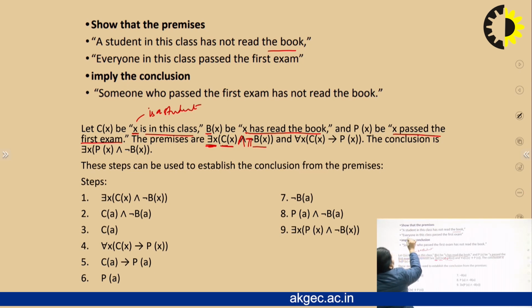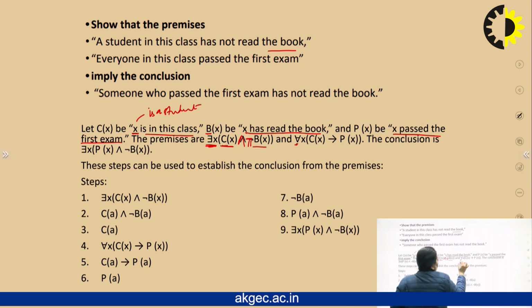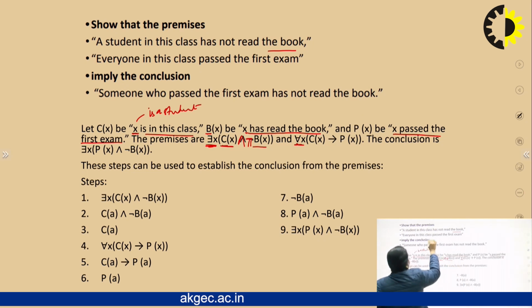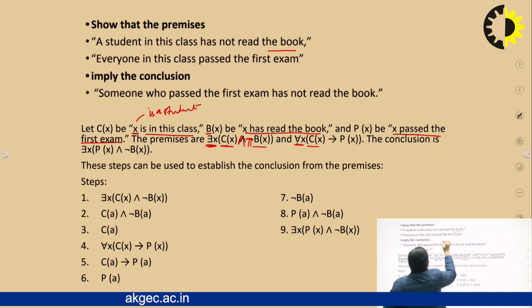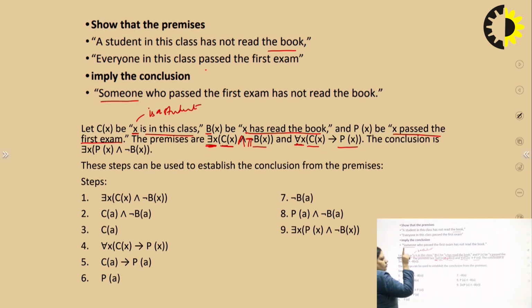Again, everyone in the class, so for all X, C(X) passed the first exam. Now, last, imply the conclusion. Someone who passed, someone means there exists only one person. So there exists X who passed the exam, P(X), and has not read the book. Got the point? We have broken these steps here, and similar steps are broken here.